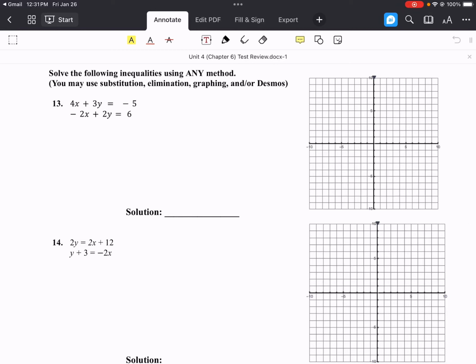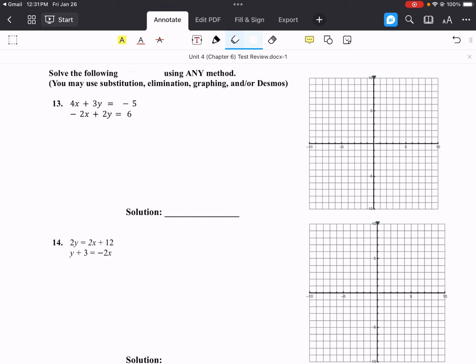All right, so now we're going to look at the second half of the Unit 4, Chapter 6 review. So this is part 2. For these questions, a lot of it's going to be solve the following equations by any method you choose. I know this says inequalities, but it should say equations. Solve the system of equations using any method you choose. That can be substitution, elimination, graphing, and or Desmos.